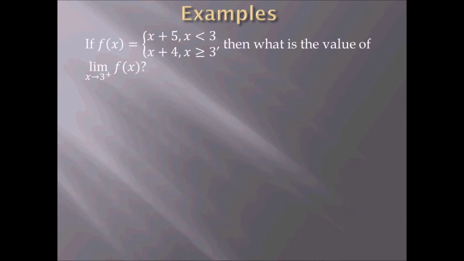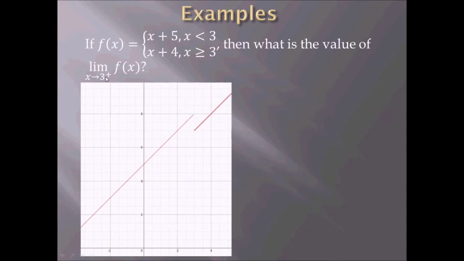So next, it's the same function as last time, but this time I'm asking, again, what is the limit of f of x as x approaches 3 positive? So here's our graphical representation again, and now it's asking what value does f of x approach if the graph approaches 3 from the right. So this time we're going from the right, not from the left. So as x approaches 3 from the right, y approaches 7.